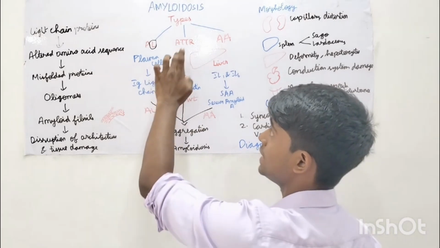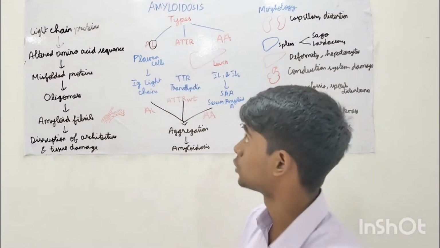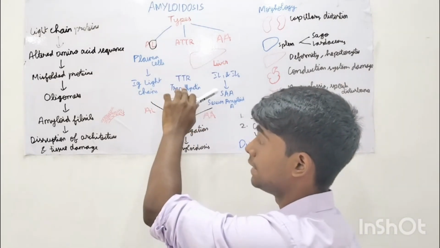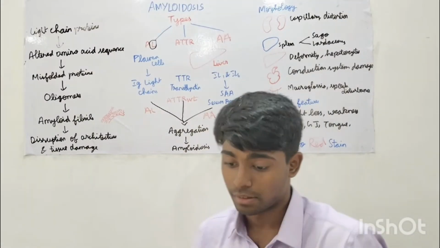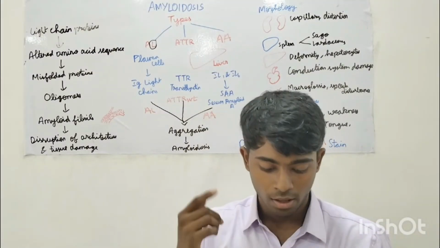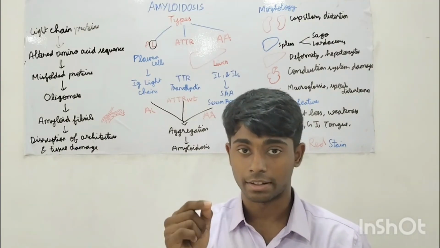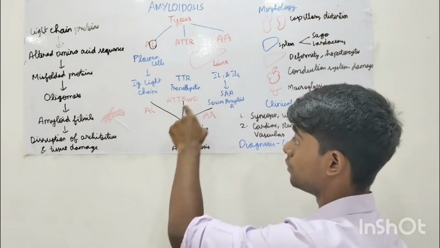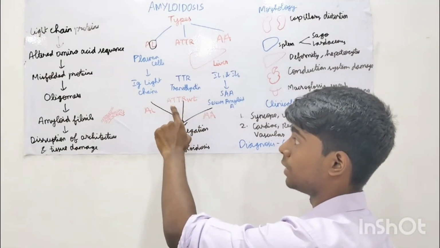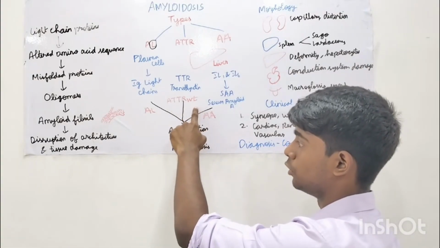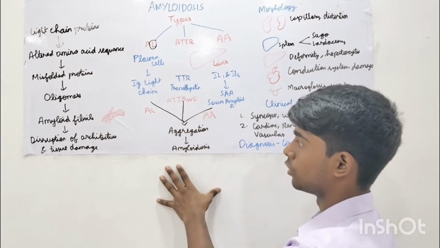Like that, we can see ATTR. ATTR is the short form for transthyretin. So what is transthyretin? Transthyretin is a protein that binds and transports thyroxine and retinol binding protein. And then when it gets accumulated, it causes ATTR, WT accumulation and then aggregation and amyloidosis again.